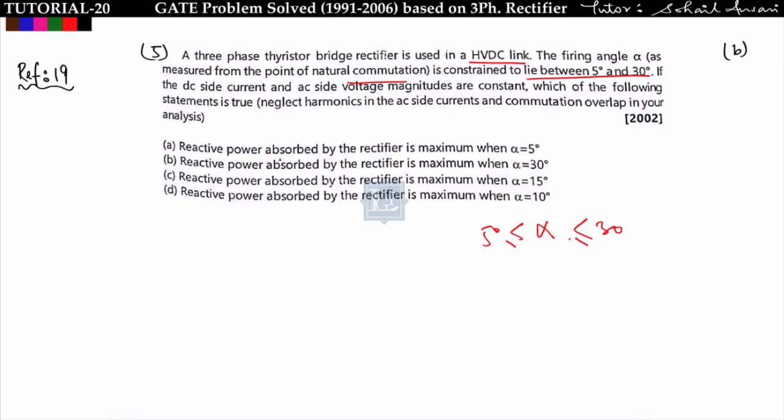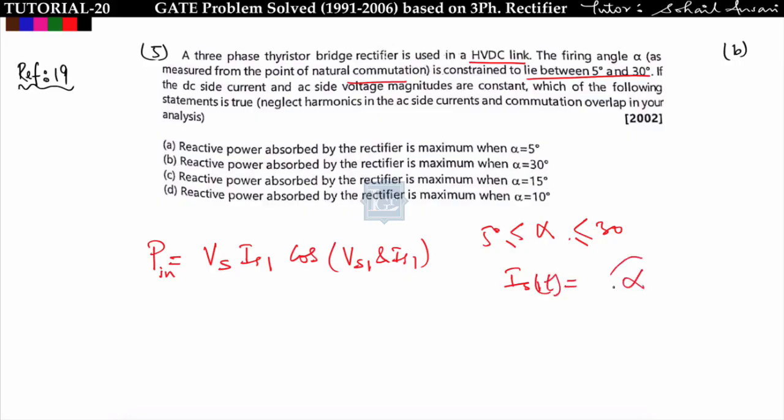We have to find when the reactive power absorbed by the rectifier is maximum. When will reactive power be maximum? See, what is the active power? The active power, we know, is the input power, which is Vs into Is1 into cos of the angle between Vs1 and Is1. We have seen that the fundamental source current Is1 is lagging by some angle alpha. The angle between Vs1 and Is1 is nothing but alpha, the triggering angle.